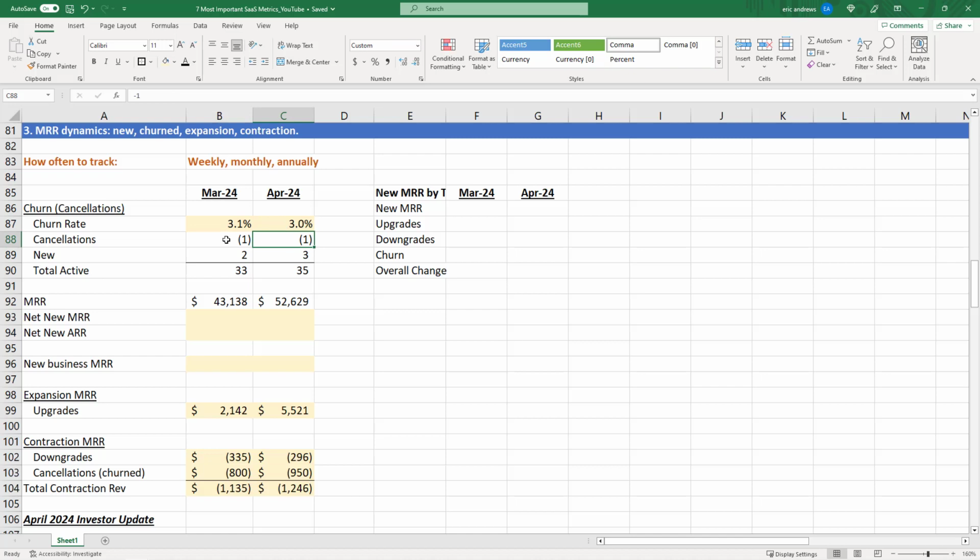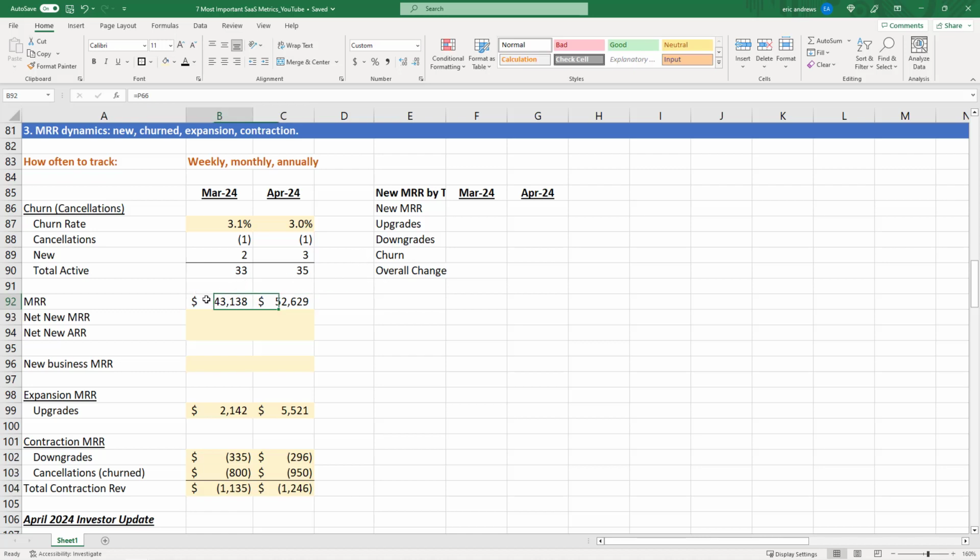Now in April, you can see that we had 1 cancellation, we earned 3 new accounts, and our churn rate is the 1 cancellation divided by the prior month total, not the current month total, because the prior month is really the group of customers that were eligible to churn. So 3% churn rate.